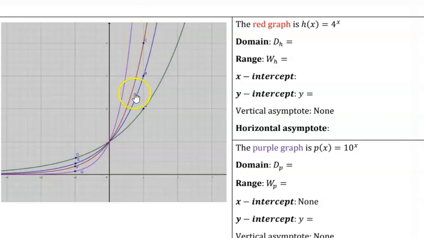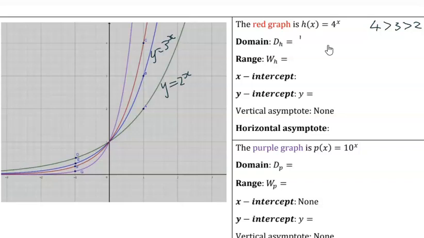I've added a red graph and a purple graph on that same set of axes that we had before. The red graph is now 4 to the x. Remember, previously we had our green graph and our blue graph. The green graph y equal to 2 to the x and the blue graph y equal to 3 to the x. The red graph is h of x equal to 4 to the x. Note that 4 is greater than 3 is greater than 2.